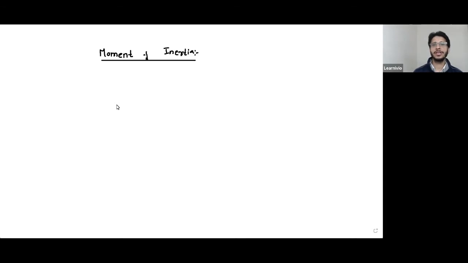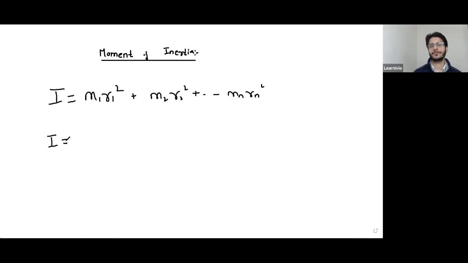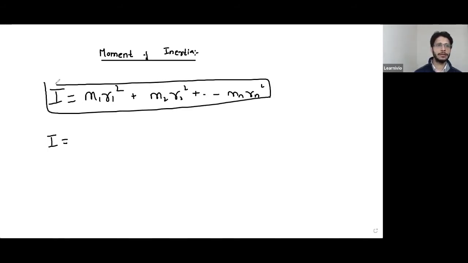Fazil, what's the relation of moment of inertia for a continuous distribution? I wrote two formulas, I guess, in the last class. One is this: m1 r1 square, m2 r2 square, and mn rn square. Can I use it for continuous distribution? No. This formula can just be used for discrete. Okay. So this is for discrete.